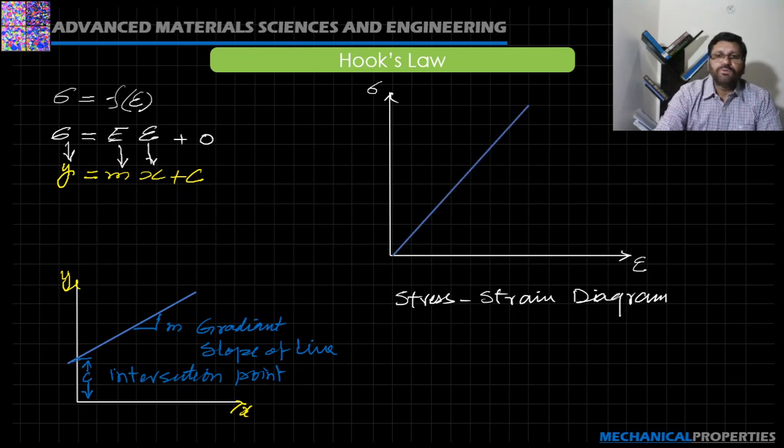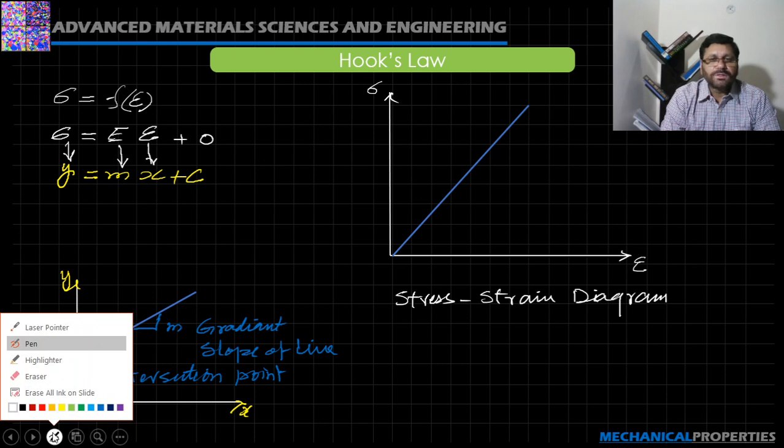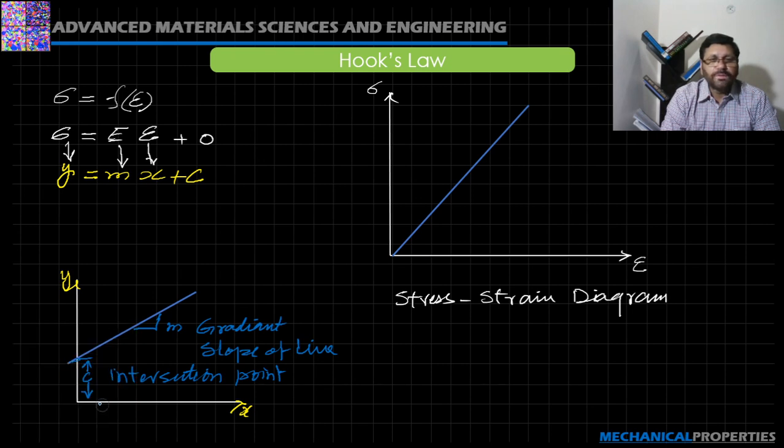So if we draw a line on the stress strain curve, now this is going to be the gradient or slope of the stress strain, which is E, the modulus of elasticity. Now further, this relationship does not hold good for the infinite loading.